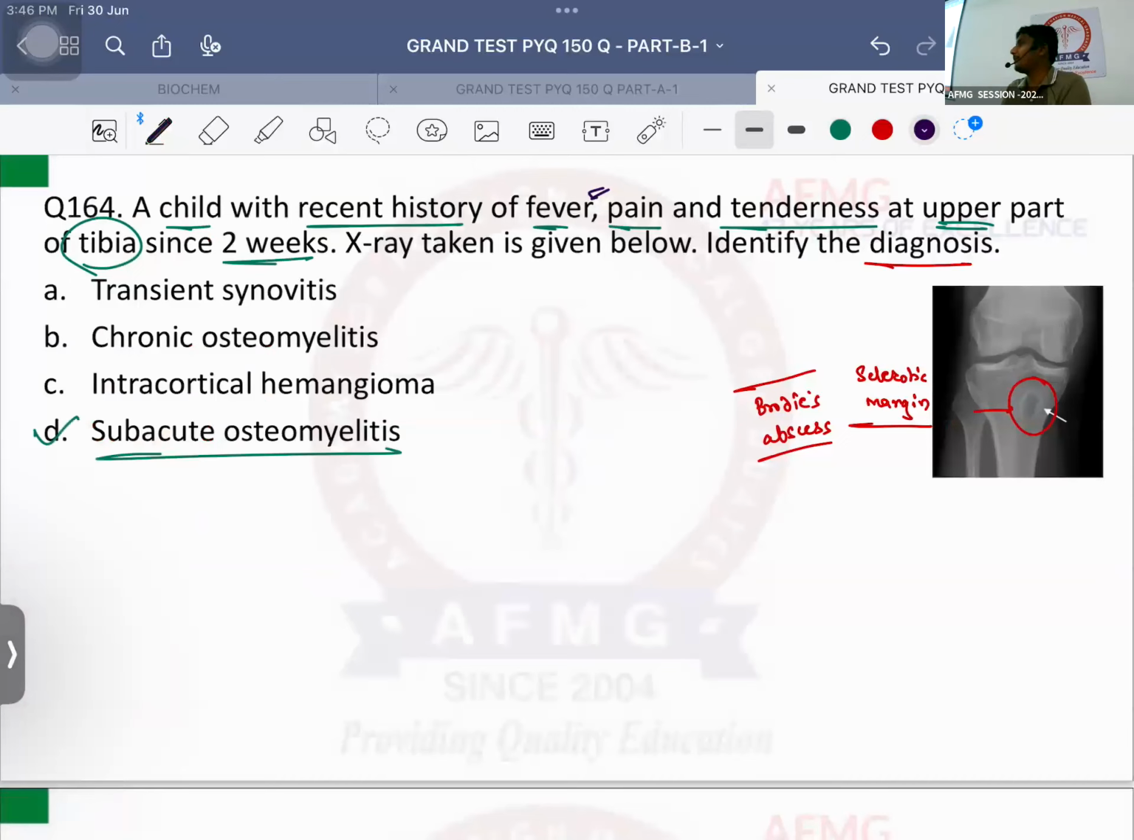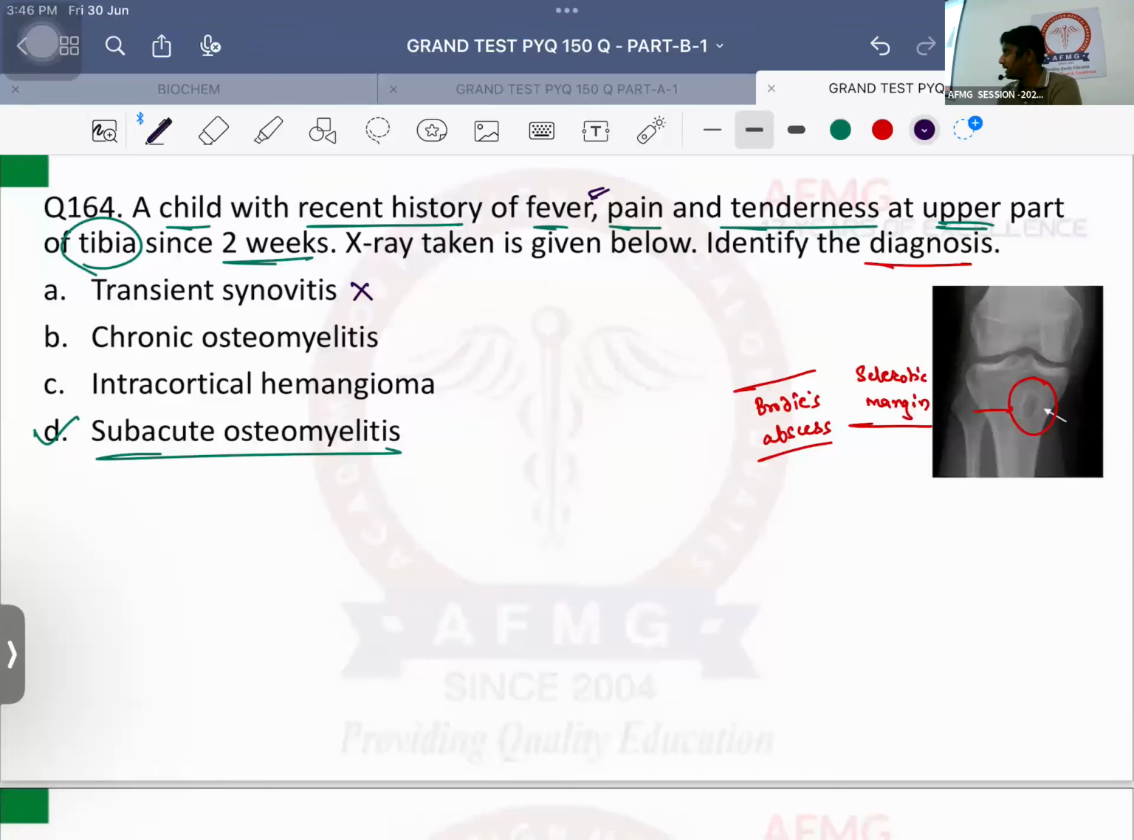Synovitis. Where is the synovium present? In the joint. Synovium is present in the joint. And if there is inflammation of the synovium, that is synovitis, which is nothing else but inflammation in the joint itself. And that is the reason why here the patient will present with fever, the patient can present with pain, but the patient will have a painful limp.